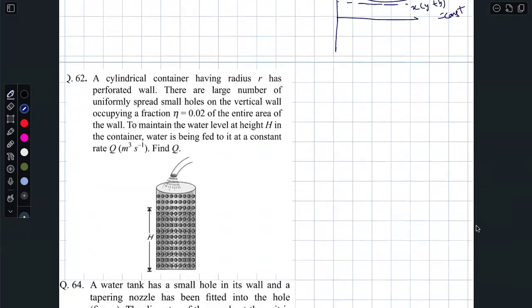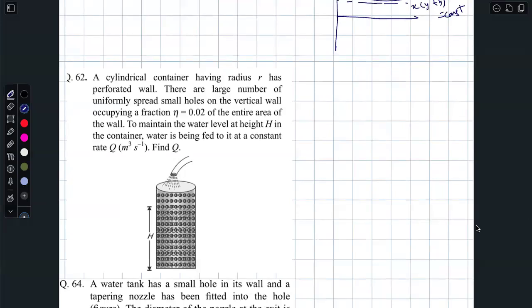62. Cylindrical container having radius r has perforated holes through the walls. There are large number of uniformly spread small holes on the vertical wall occupying a fraction of 0.02 of the entire area of the wall. To maintain the water level at a height h in the container, water is being fed at a constant rate.